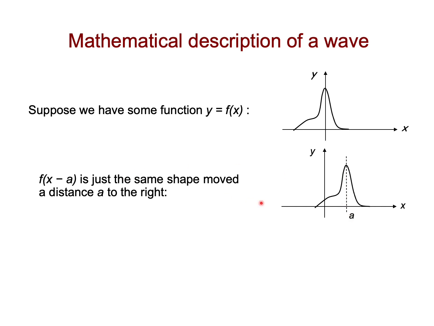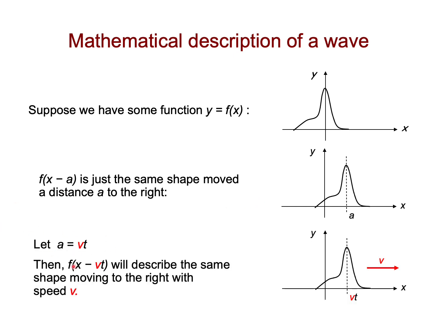Now, given that a wave is a functional form that propagates with a velocity over some time, we can rewrite this using the relationship that a, the amount we shift this wave by, is equal to v, the velocity of the wave, times t, time. That being the case, we can take this functional form and rewrite it as f of x minus vt, where we have this functional shape f of x that is shifted by a distance vt as time progresses.